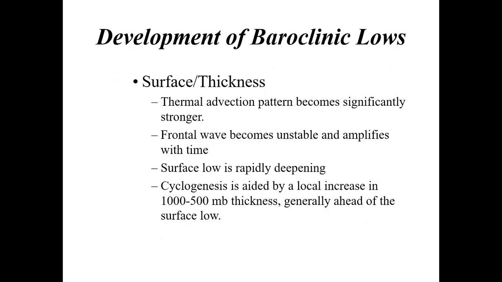Now, the thermal advection pattern, the changes in the temperature, become significantly stronger, as does that vorticity up at 500 millibars or 18,000 feet. The frontal wave eventually will become unstable and will continue to amplify over time, and your surface low is rapidly deepening, where that barometric pressure is falling off quite rapidly at this point. Cyclogenesis is aided by a local increase in the thickness values, and it generally occurs ahead of the surface low in the warm sector of the cyclone.